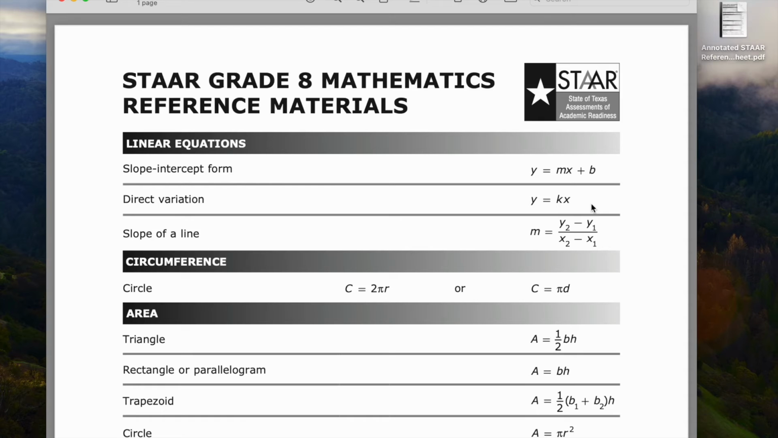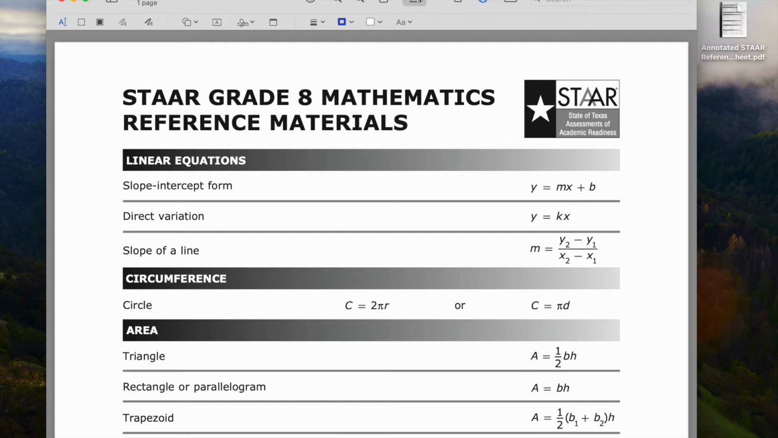Work on annotating our STAAR reference materials. To get started, we are going to start by writing a line times 10 to the power of a number. And remember, this is for scientific notation.